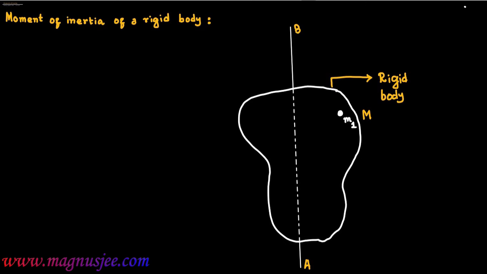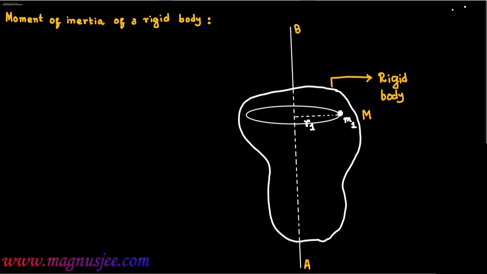constituent particles. M1 is the mass of the first constituent particle, which is at a distance r1. This is the perpendicular distance of the first constituent particle, that is r1, from the axis of rotation AB. When the rigid body rotates, this constituent particle will revolve in this circular orbit.